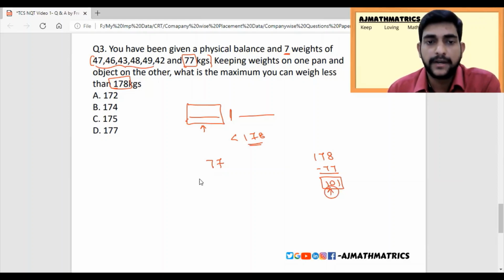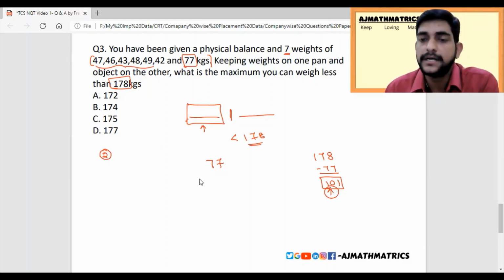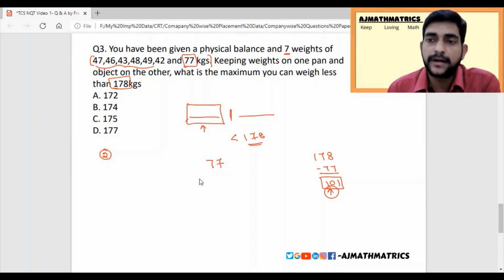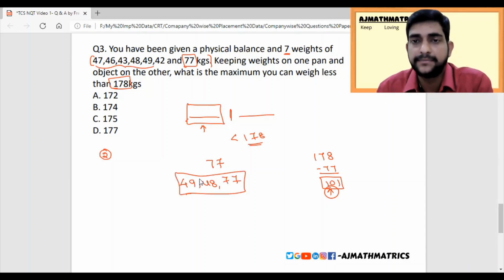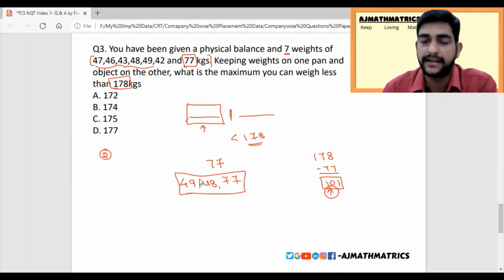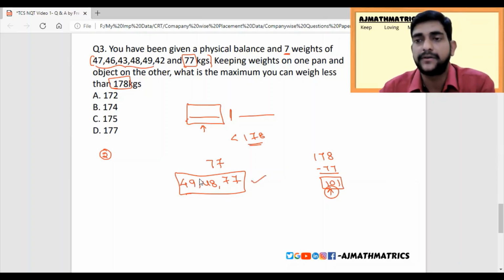And the 2 values should be equal to or less than 101. So what are the 2 values which are less than or equal to 101? So that will be nearer to 50s. So nearer to 50s means what? You can consider 49 and you can consider 48. And we already counted 77. So these are the 3 weights which will give you a maximum weight which is less than 178. So hope I am clear with this.